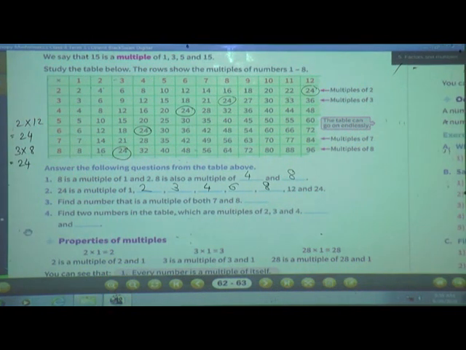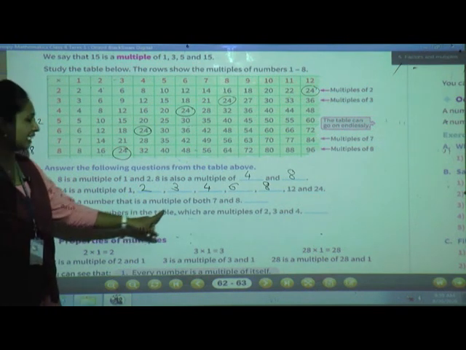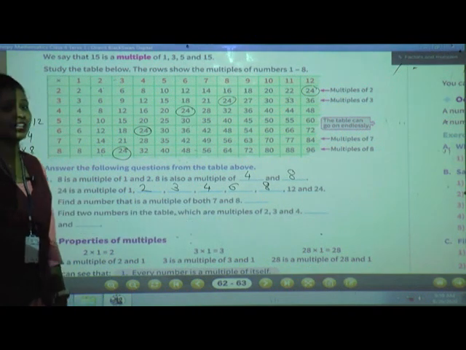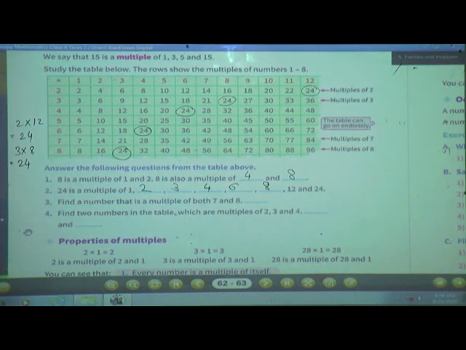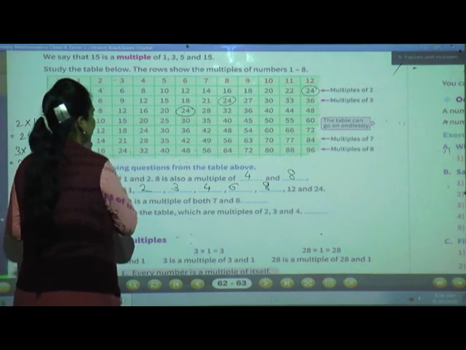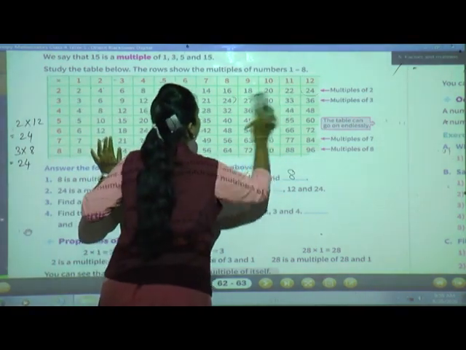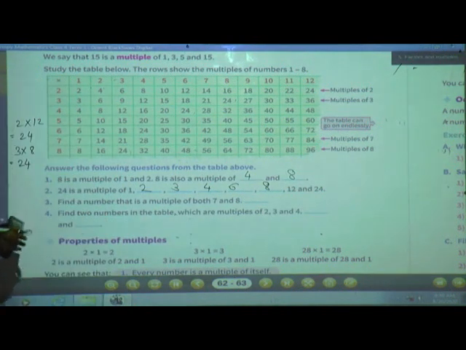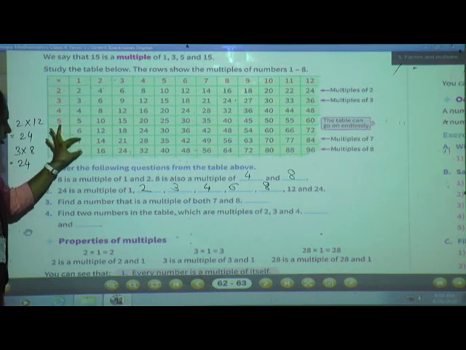What is the third question? Find the number that is a multiple of both 7 and 8. Now what they are asking is, which number can we get by multiplying with 7 and 8? What is the common one? Okay, so what you will do in that case, just see the 7 and 8 table and just see which is the common number.